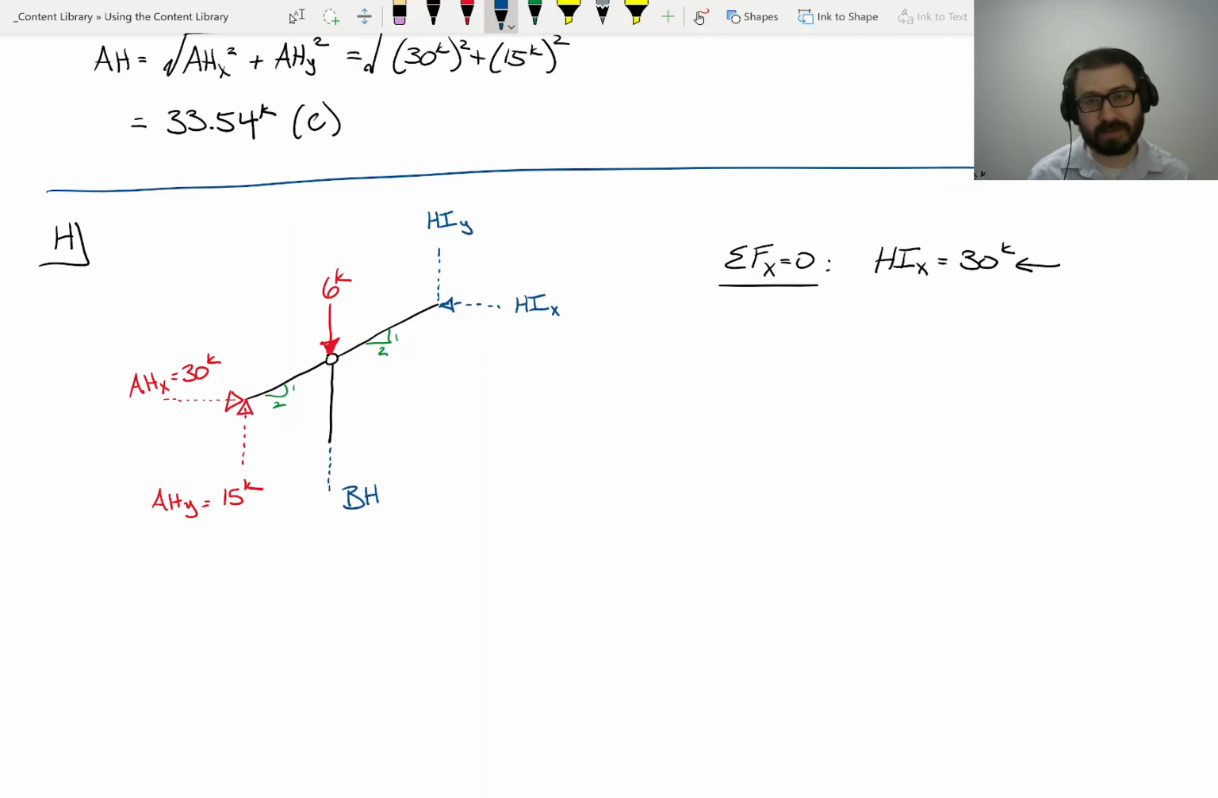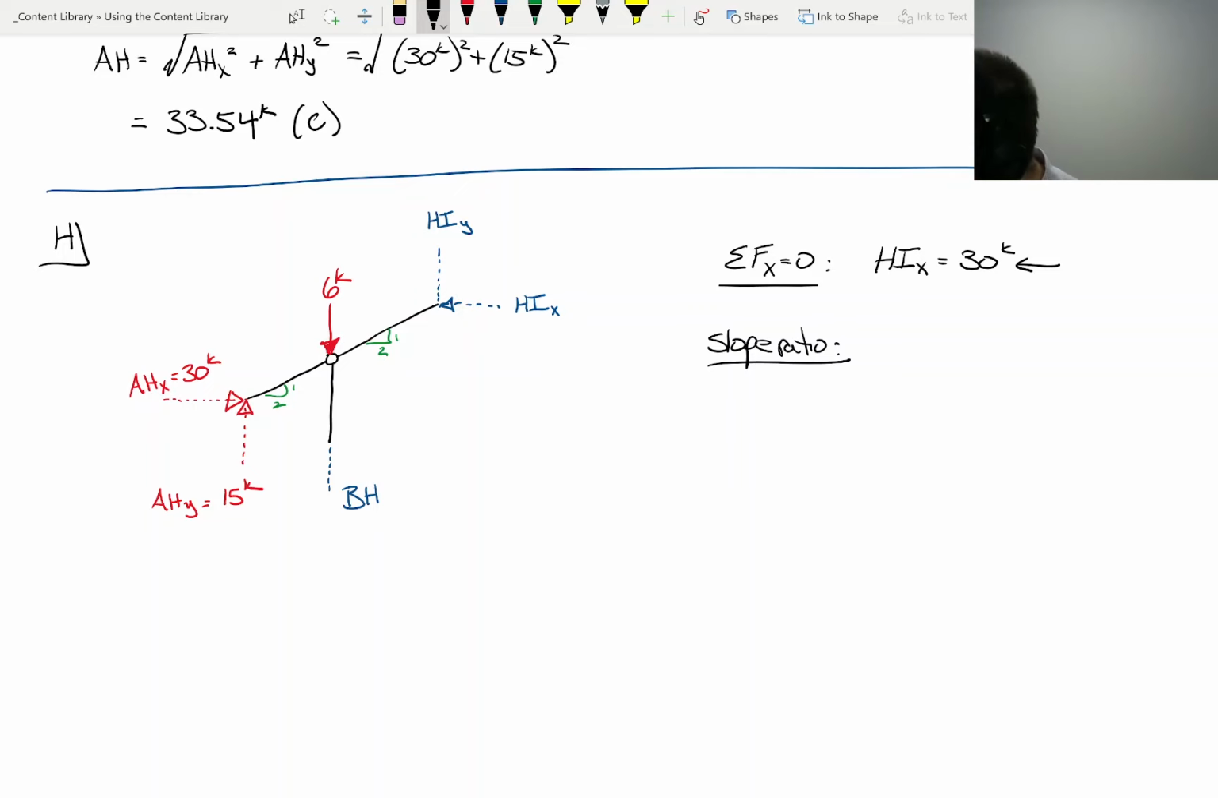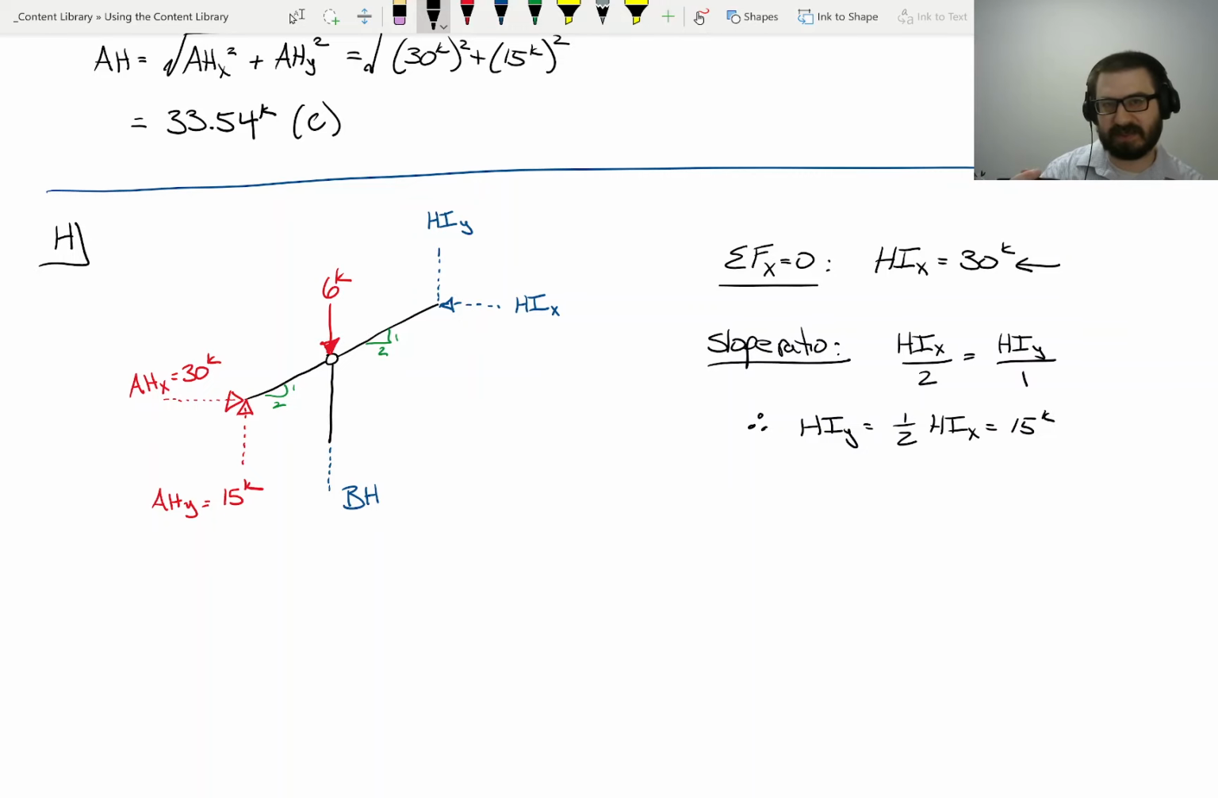And next, whenever you solve for one component of a diagonal, immediately solve for the next using the slope ratio of the member. So just like before, the horizontal component is to 2 as the vertical component is to 1, so therefore HIY is just 1/2 of HIX, or 15 kips. And as for the direction, HIX is facing towards the joint, HIY towards the joint as well. So this is 15 kips down.